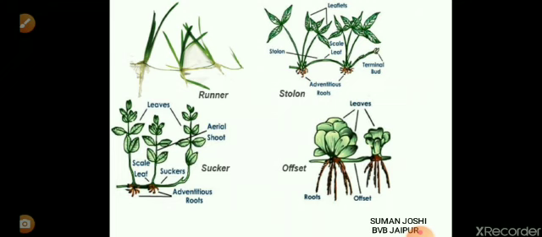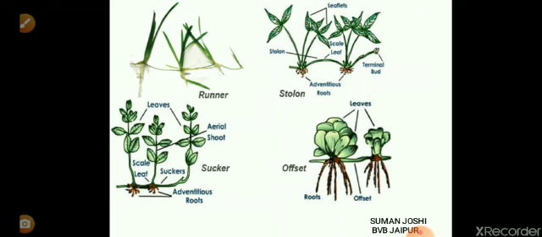The first type is runner. We all have seen the grass. See, the grasses have nodes and internodes, and the leaf which are present on the nodes, they have at the nodal region new shoot which are present. When it touches the soil, then at that area only, if the bud is present, it can give rise to root as well as new leaf. So actually it is known as runner because it runs on the ground. Wherever the bud touches the soil, it can form the new plant.